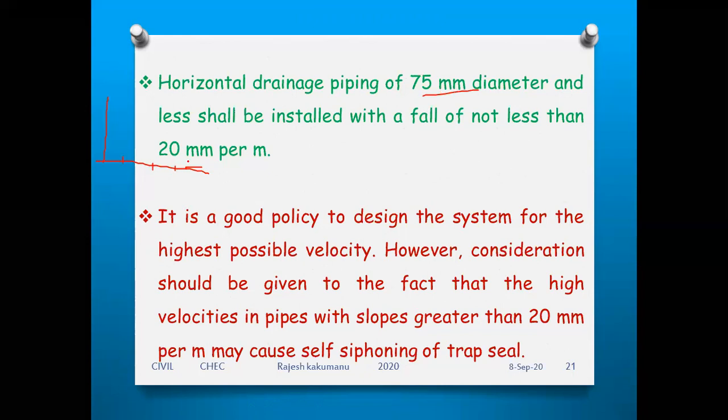Should maintain distance. So I think the time is running short. So I'll discuss this in the next class, as a continuation.